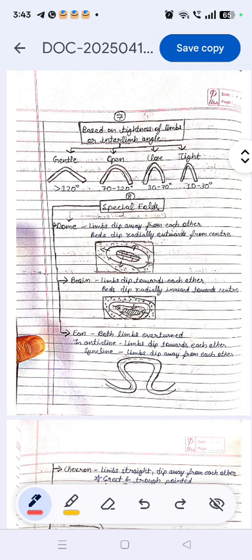Then special folds. Dome. In this case, the limbs dip away from each other and beds dip radially outwards from the center. Basin. Limbs dip towards each other, beds dip radially inwards toward the center. In fan fold, here both the limbs are overturned. In anticline, limbs dip towards each other, and in syncline, limbs dip away from each other.